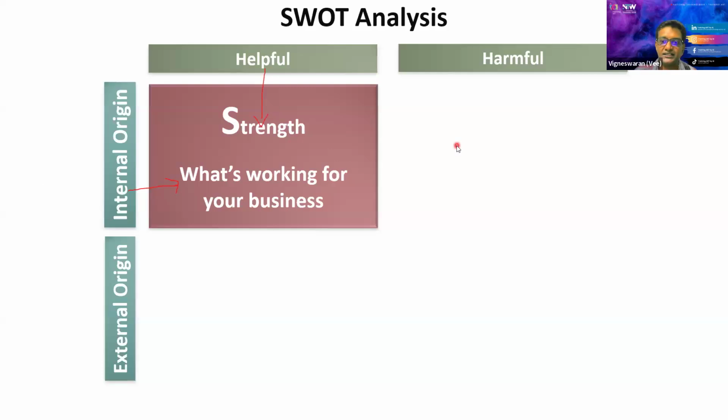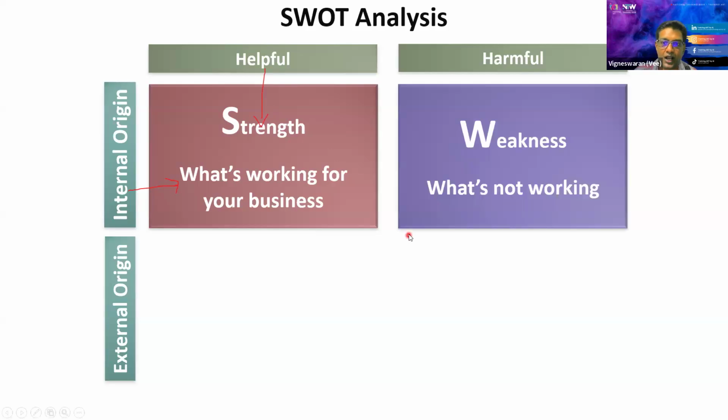Now the next one is harmful. Harmful means it must still be internal, something happening within your organization, but it has negative consequences, which means what's not working for your company. Here is what's working for your company, that means in favor of your company. Then the next one is external origin.